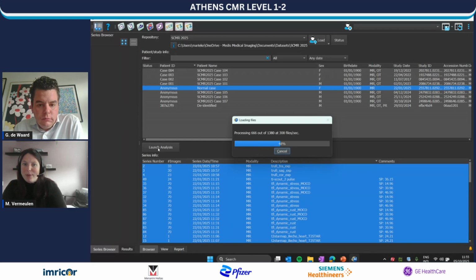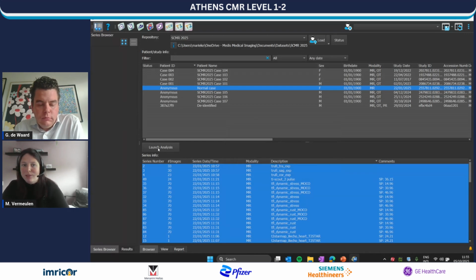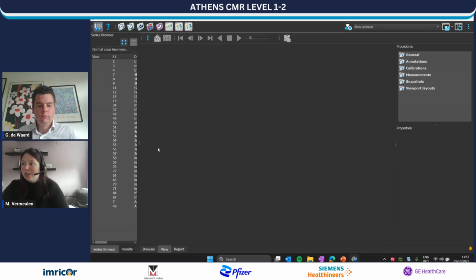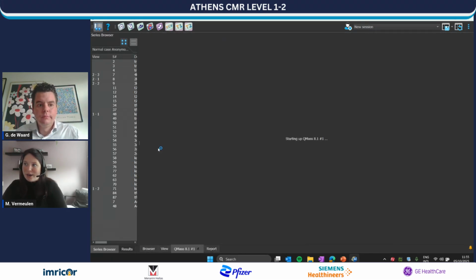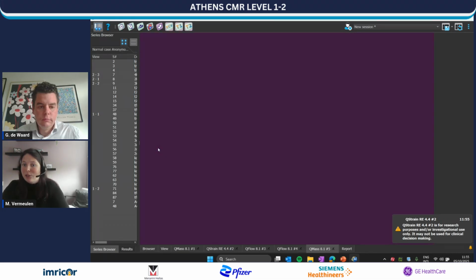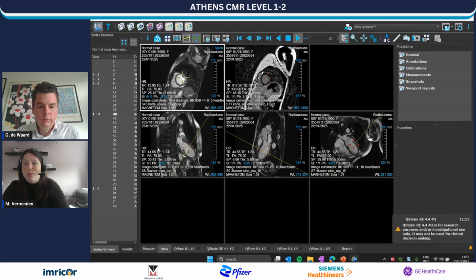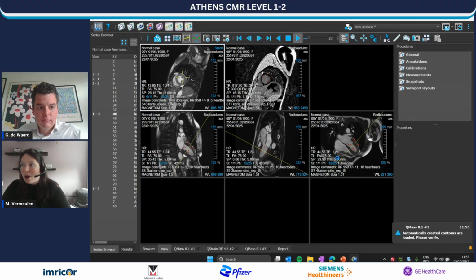What the software will now be doing is loading all the different data sets in this patient. The software is going to go through all these data sets, classify them, and automatically detect your cine images. These are the images that you require for the volumetric and strain analysis that Dr. De Waard has been introducing. That is also what we can already see here in this viewport. The short axis stack in the top row has been automatically detected by the software. In the middle row, we see the 2-chamber, the 3-chamber, and the 4-chamber, automatically detected and loaded by the software.